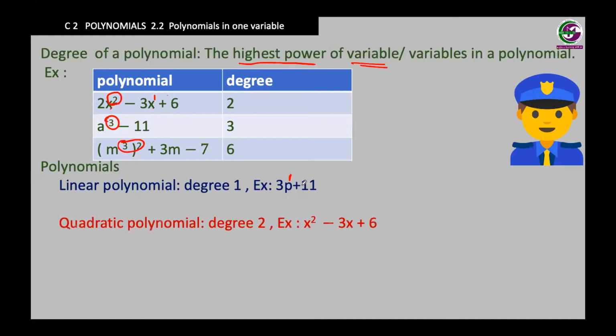Now, what is the meaning of a quadratic polynomial? Quadratic polynomial means a polynomial with degree 2. See this one, the highest power is 2, which means the degree is 2. So this is a quadratic polynomial. We still have one more, cubic polynomial. Cubic polynomial means degree is 3. See this one, the highest power is 3, degree is 3. So this is a cubic polynomial.